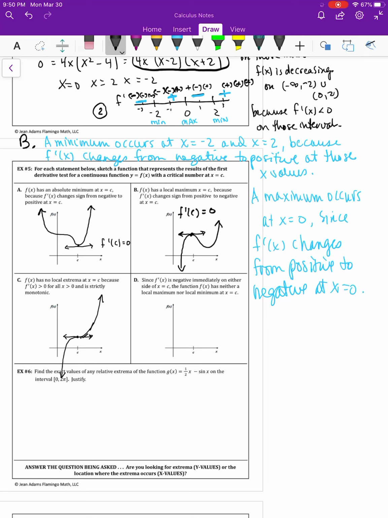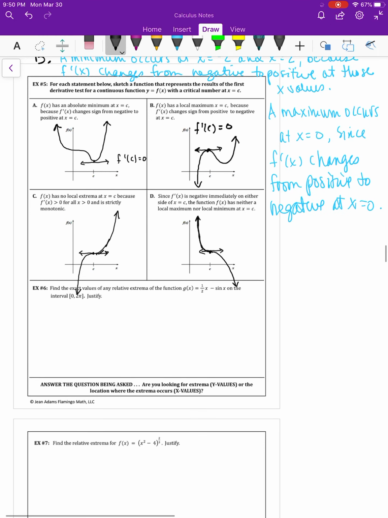So since f prime of x is negative immediately on either side of x equals c, the function f of x has neither a local maximum nor a local minimum at x equals c. So for this one, it would be the same thing, only going the other way. Because we would have negative slopes of tangent lines. It would briefly go to 0, ever so briefly, and then negative, negative, negative slopes of tangent lines again. Okay, so that's what would be a good example of that.